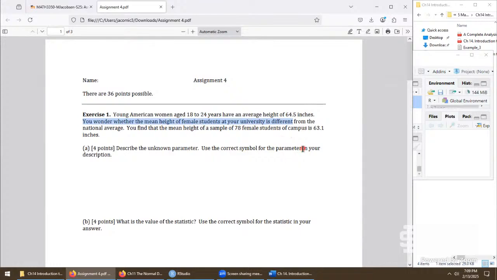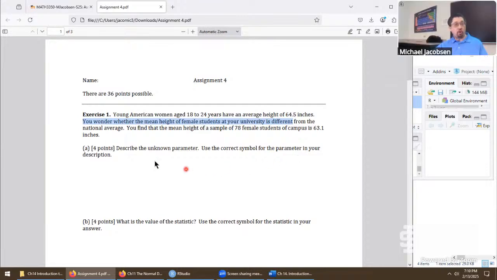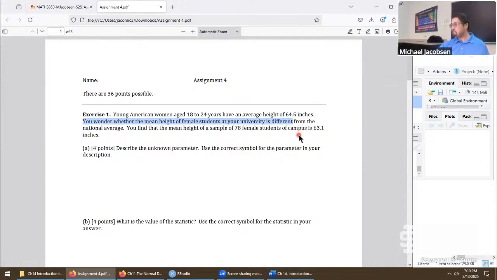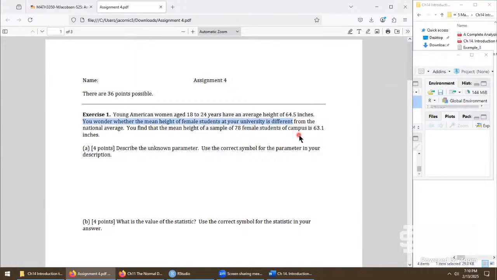So then would the parameter be the ones at the university or would it be the national? It would be the ones at that university. Oh, every one in that age range at that university. Okay, thank you. Yep, absolutely.